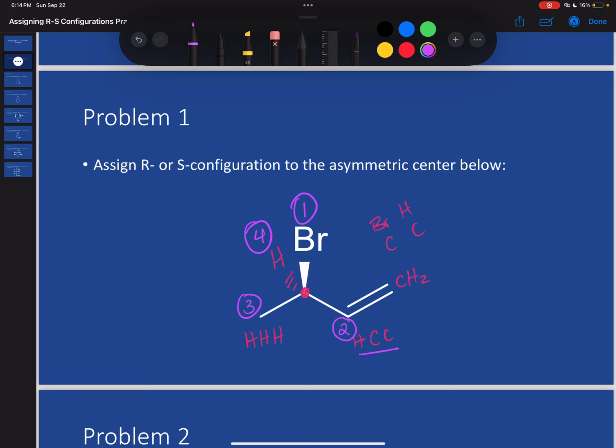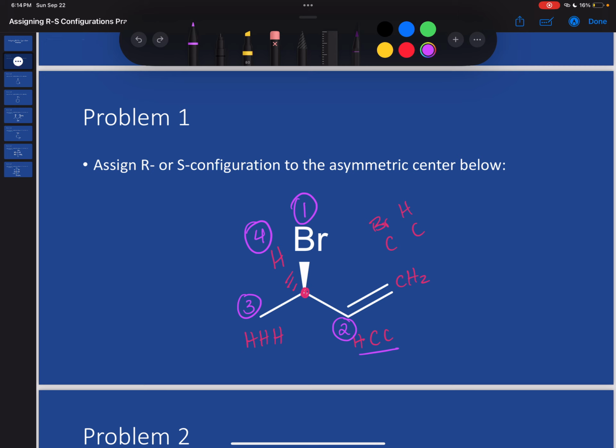Then I'm going to check to make sure that my lowest priority group is in the back. What does that mean? Well, if it's in the back, that means it's coming away from me. So I want to have my lowest priority group on a dash. In this case, I already have it on the dash. That hydrogen is on the dash here, so I'm good. I don't have to do anything else to the structure.